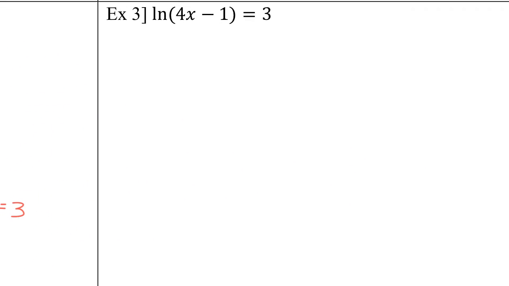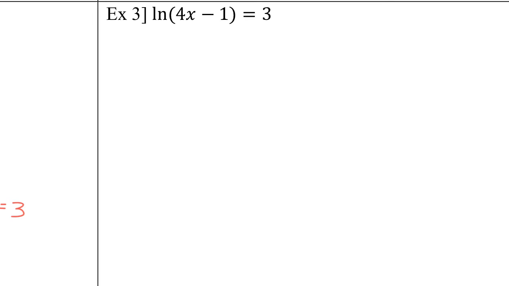Example 3. Natural log of 4x minus 1 equals 3. So step 1, rewrite the problem only with one log. That's not a problem in this case because I only have one natural log. Step 2, write the problem without any logs. So again, I have that letter B situation. I only have a single log to work with, so I need to change this into this exponential form.